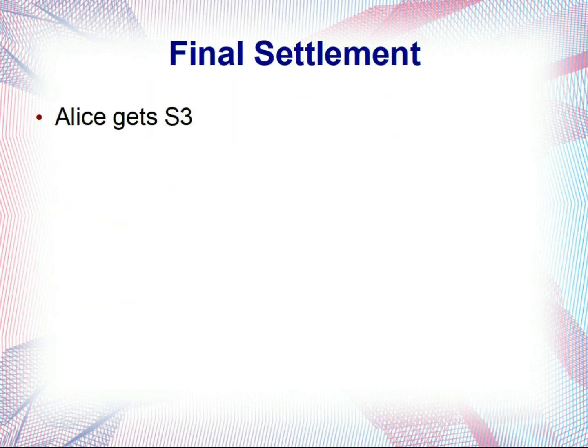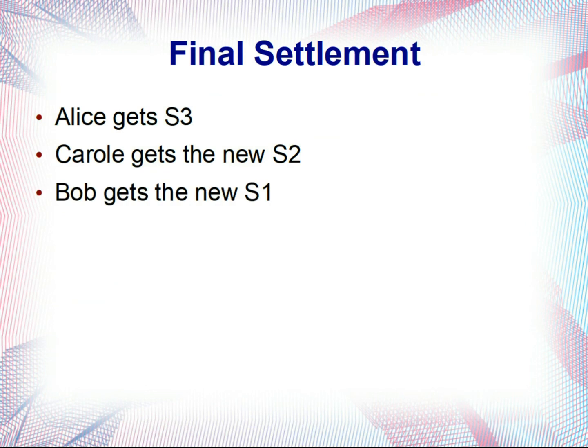So the final settlement here: Alice is going to get the original slice 3, Carol is going to get the new slice number 2, and Bob is going to get the new slice number 1. So now everyone has gotten a piece of cake that they find acceptable.